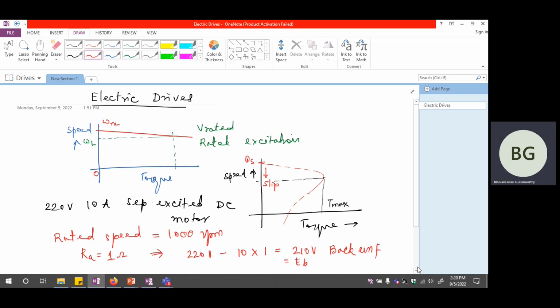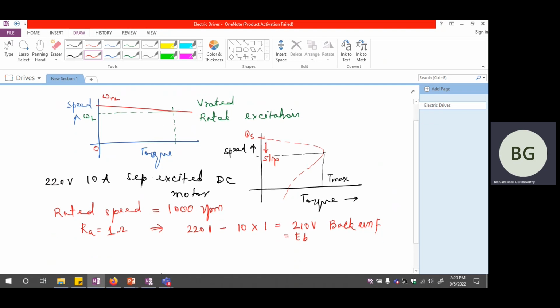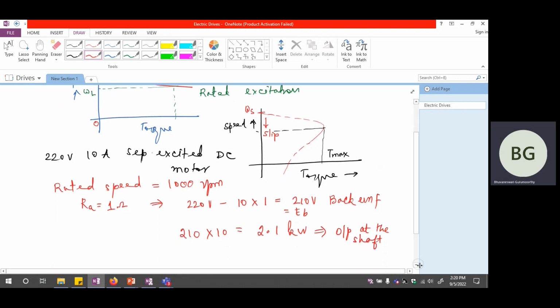And normally we can say that back EMF multiplied by current. So this is 210 multiplied by 10 ampere. That is 2.1 kilowatt. This is going to be the output that is available at the shaft. So this is the output power available at the shaft. Assuming that the mechanical losses are negligible, this is going to be the power that is available at the shaft.